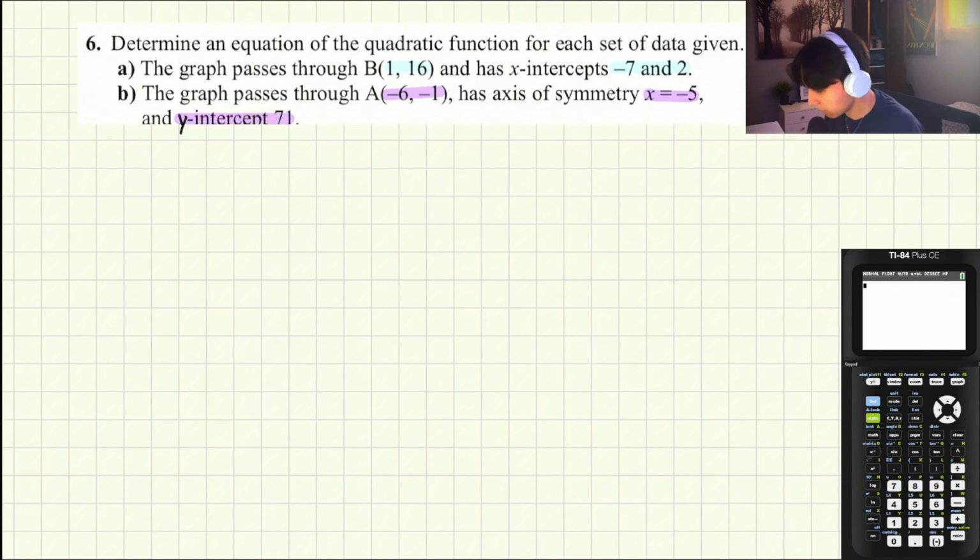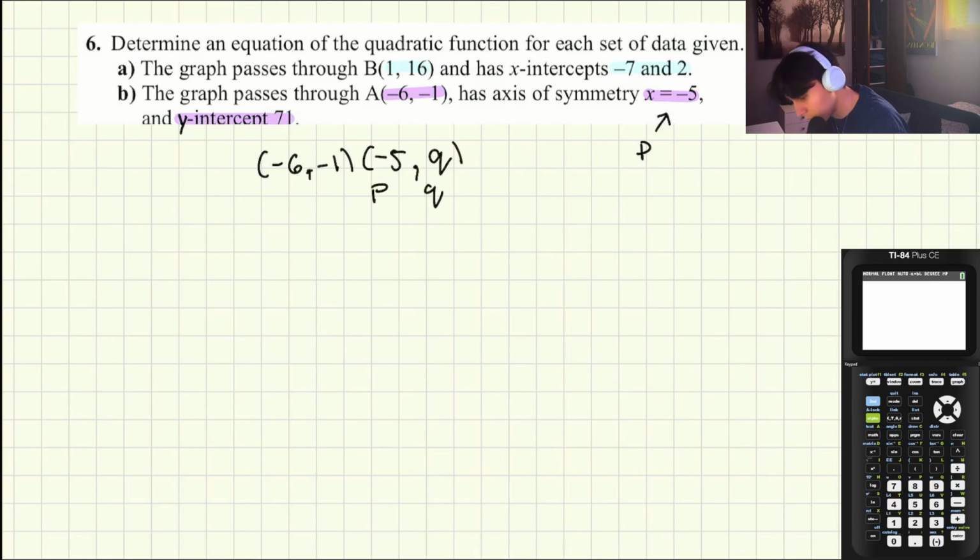So basically what we're given right now is 3 usable points. So we have (-6, -1). Our axis of symmetry. And remember, axis of symmetry is the p-value of our vertex. So our axis of symmetry is going to give us (-5, q). So this is going to be (p, q), where this is our vertex. We don't have q yet, but we do have our y-intercept. And our y-intercept is where x is equal to 0. So remember that we have (0, 71) as the y-intercept.